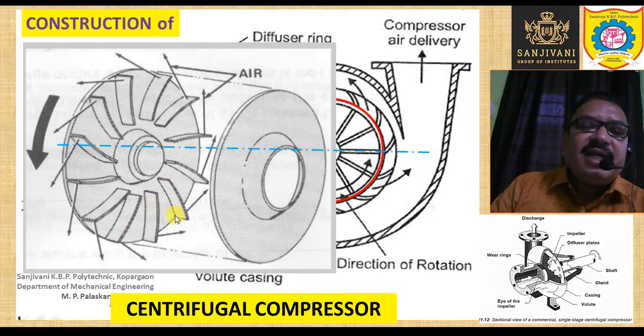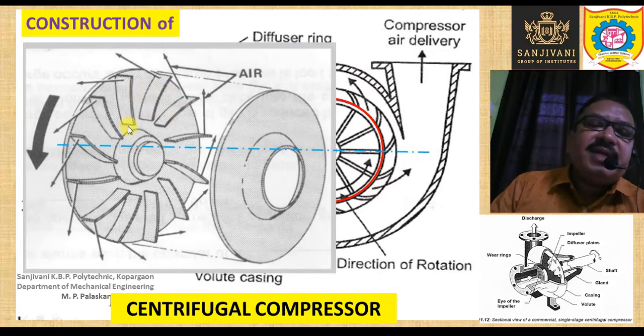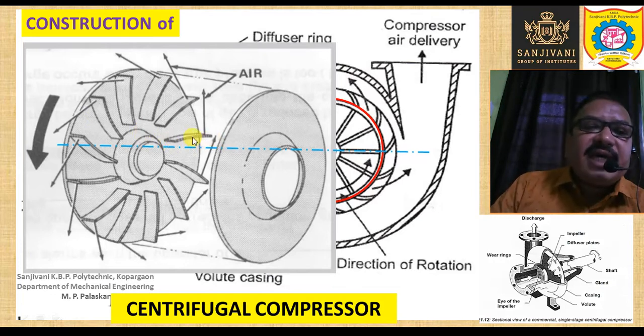So they are mounted radially, not exactly along the radius, but somewhat radially in a particular order, in a particular shape, particular direction, so that the air will move in a particular way, so that the kinetic energy of this particular impeller will be imparted to the air. So this is nothing but the impeller. The impeller consists of this hub disc on which the vanes are mounted.